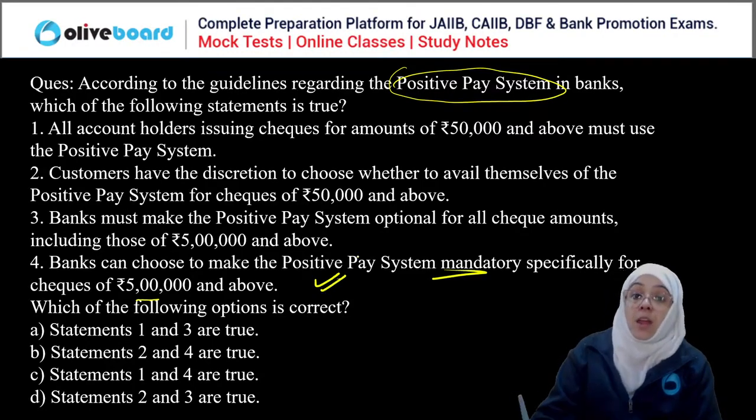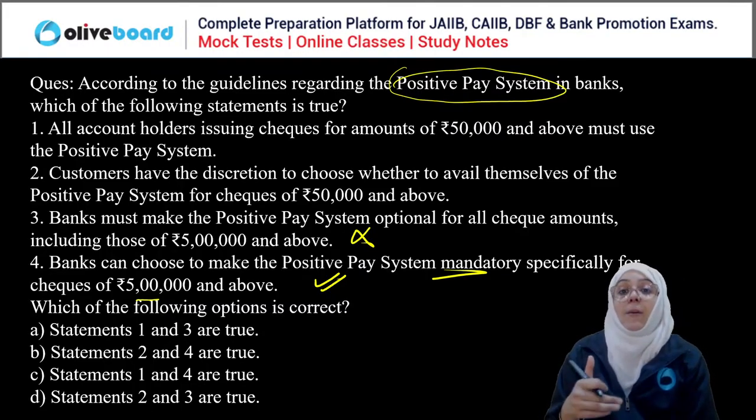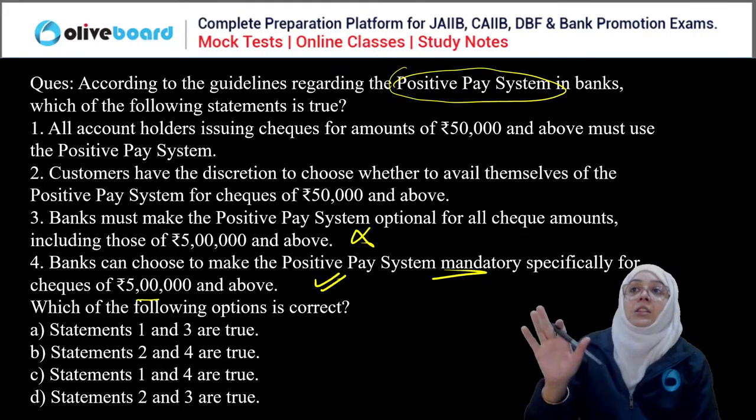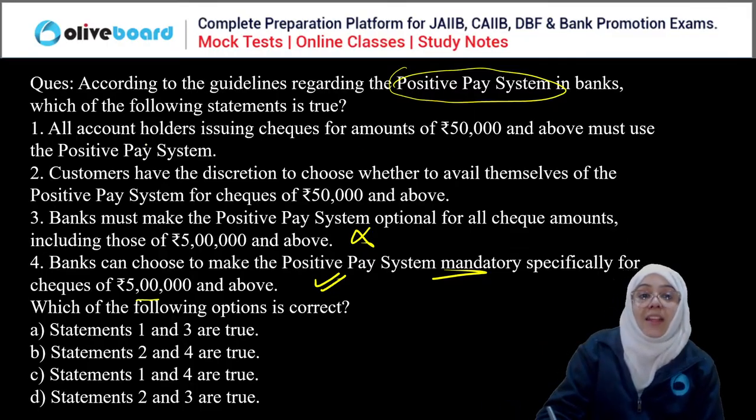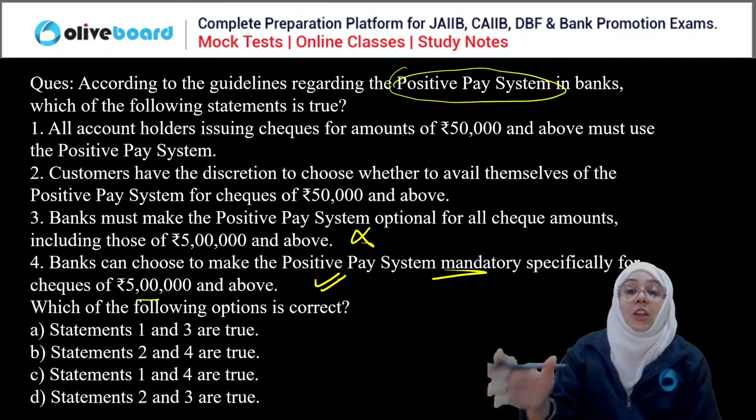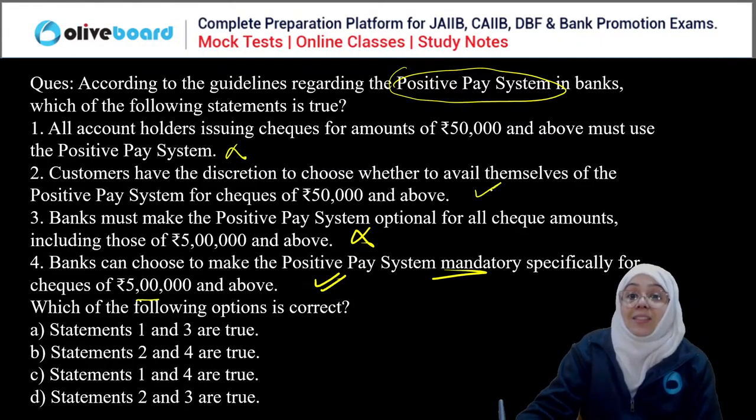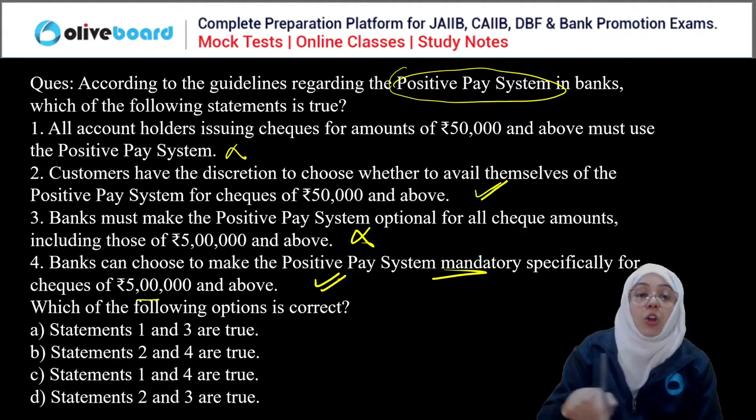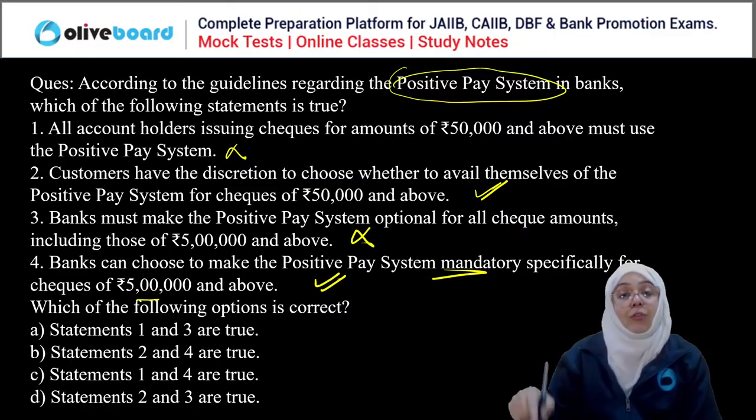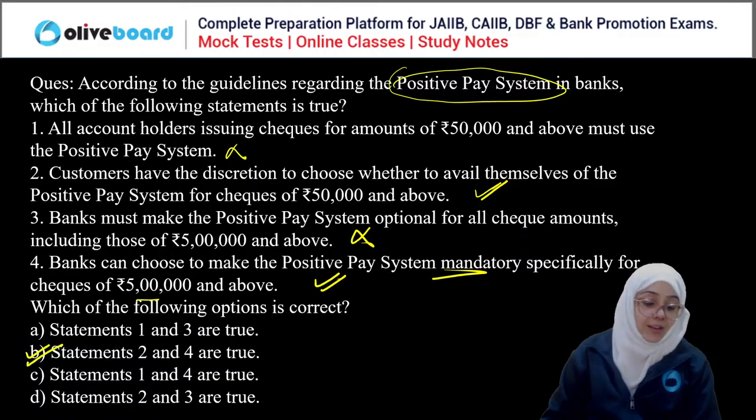Fourth is the correct statement. It is not optional for 5 lakh and above, whereas when we are talking about 50,000 and above, it is the choice of the customer. It is not the compulsion, right? So if you are saying that all account holders issuing checks of 50,000 and above must use the positive pay system, there is a discretion of choice given to the customer whether they want to choose it or not. So yes, second and fourth are the correct statements. So B is the correct answer. Yes, everyone, B is the correct answer.